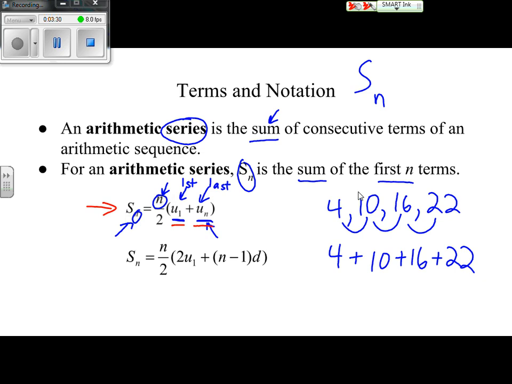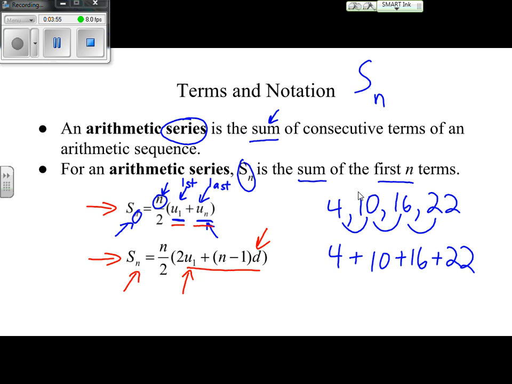So instead, we have this hybrid formula that borrows some things from our previous formula, u sub n, or u sub 1 plus n minus 1 times d, and it combines it with this other formula that we have above. So for this, all we need to have is our common difference and our first term, and then we still need to know our n value, the number of terms that we're adding up to.